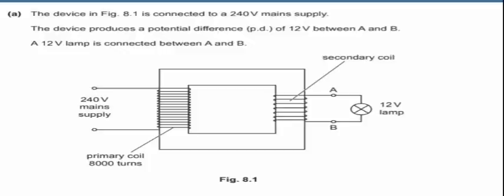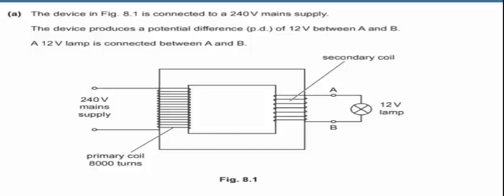The next one is coming from transformers, and it reads, a device in figure 8.1 is connected to a 240 volts mains supply. The device produces a potential difference PD of 12 volts between A and B. A 12 volts lamp is connected between A and B.